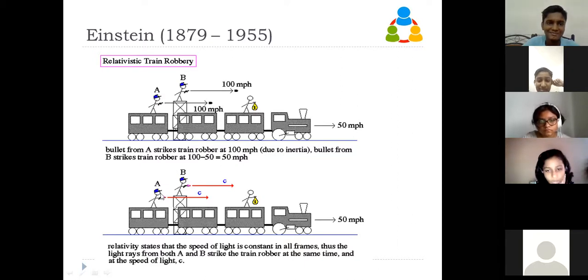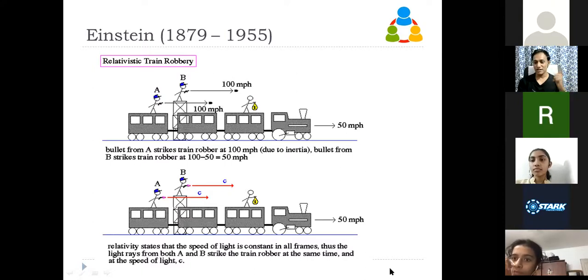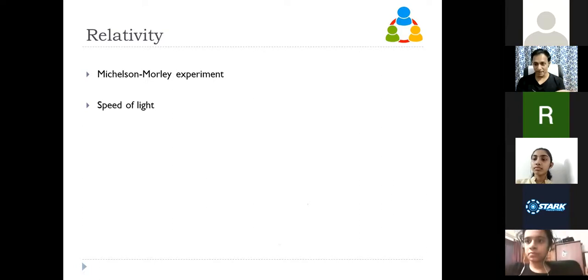So now, assume the second case, relativistic robbery. Assume both of them are shooting with light. This is not a bullet which is coming, it is light. Now when that happens, for me, from both of them, the speed of the light which I experience will be the same, whatever you are studying, 3 into 10 raised to 8 meter per second. You understand? And this phenomenon is only applicable to light. That is something people did not know till then. That is what this person called Einstein explained, which is what we call the theory of special relativity.